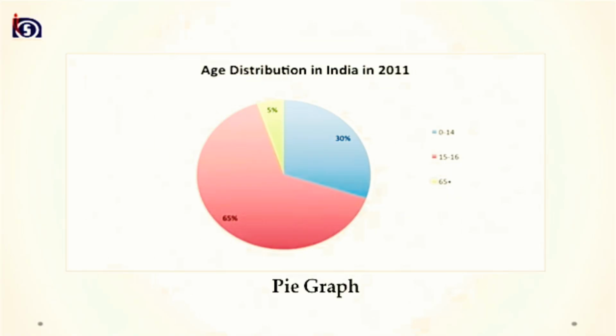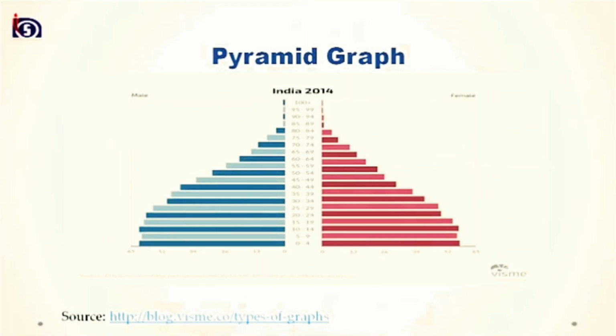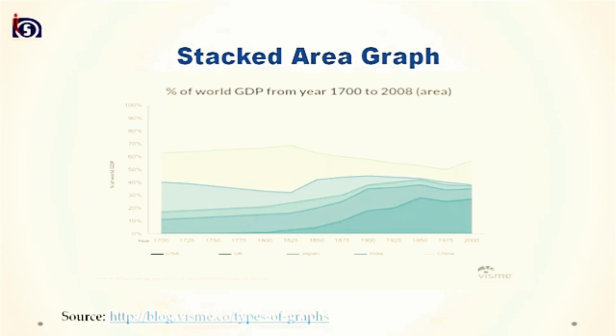Pie graph is showing the age distribution in India in 2011 as per the 2011 census of India. Then we are having pyramid graph. Pyramid graph, on the one side there is India in 2014, and on another side the data of China is represented in 2014.